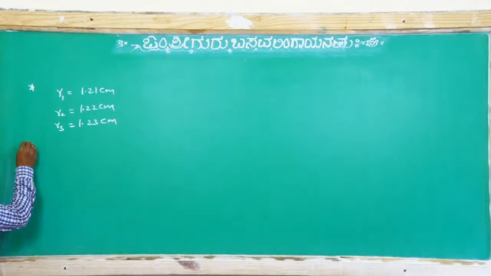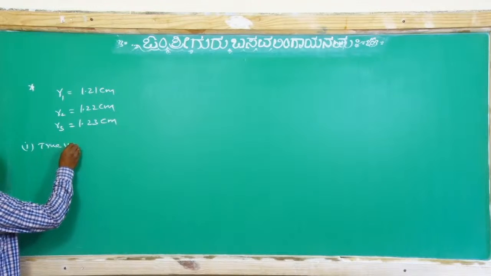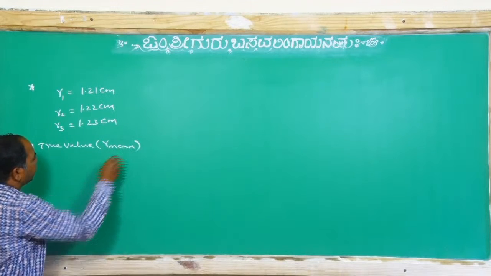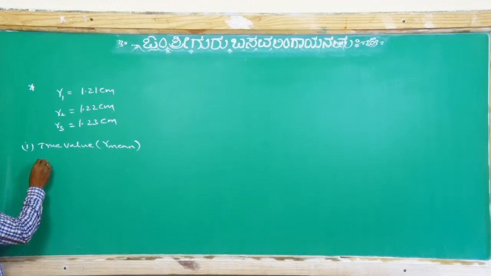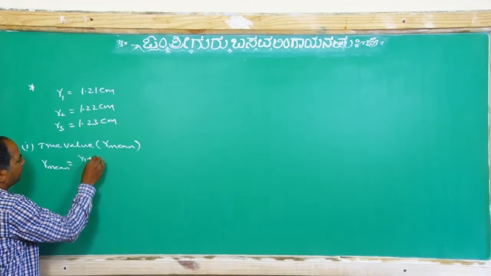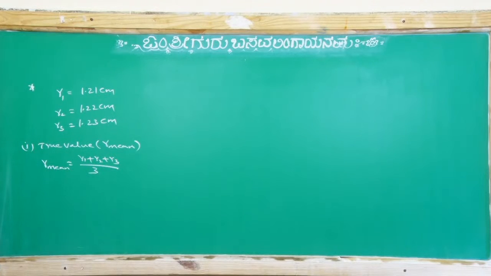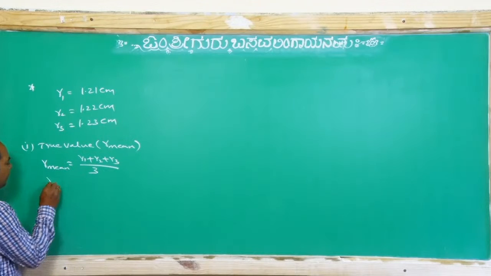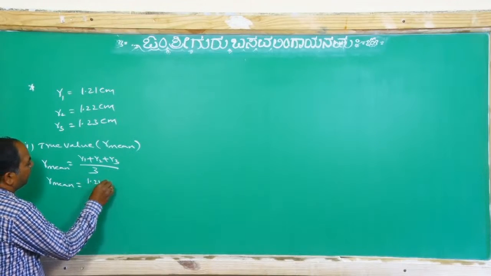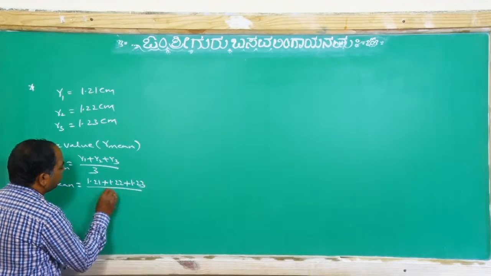First, we should calculate the true value. Here, the true value means R mean. How do you find R mean? R1 plus R2 plus R3 divided by 3. So R mean is equal to R1 1.21 plus R2 1.22 plus R3 1.23 divided by 3.